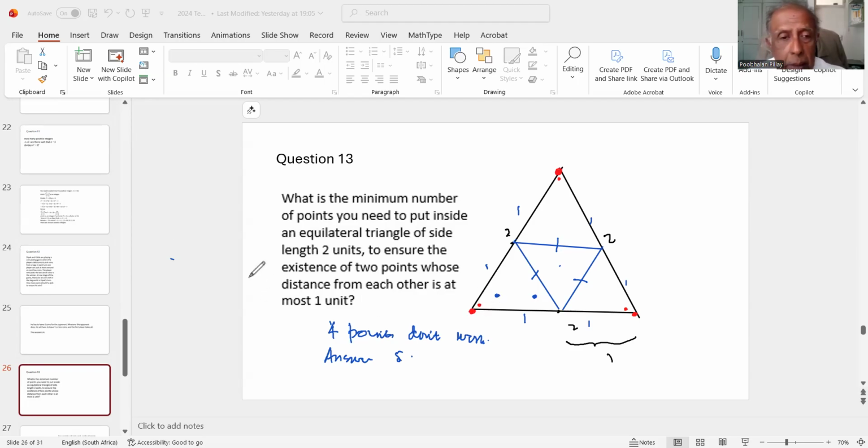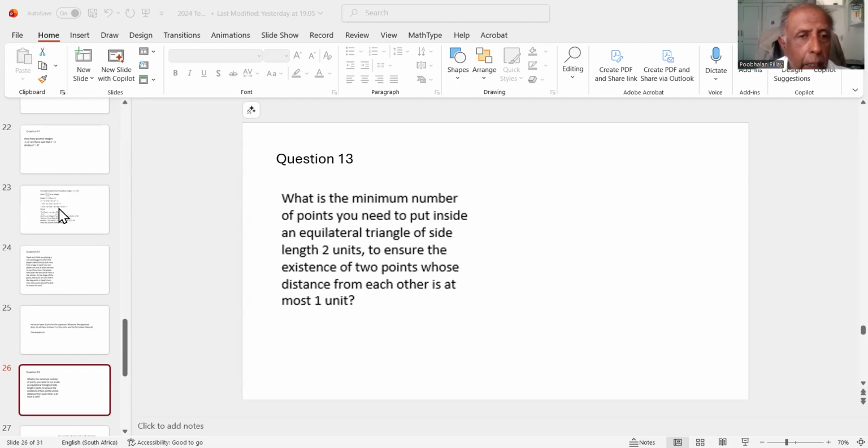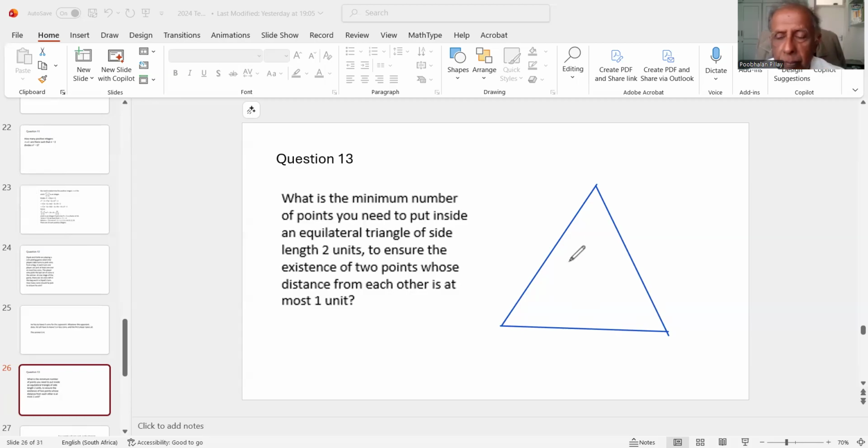Okay. So the only thing that remains is maybe I should do that, is how do you know that if I have an equilateral triangle, and if I take any 2 points inside there, right, that the distance between these two is less than 1.